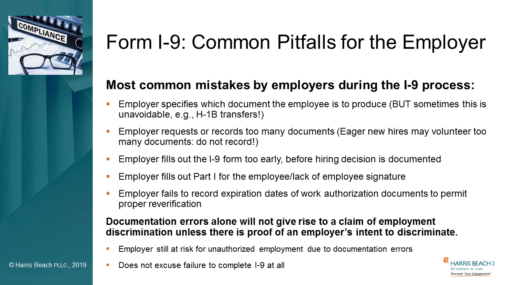Employer fills out the I-9 form too early, before a hiring decision is made. Employer fills out part 1 of the employee section, and then there may be a lack of employee signature. Employer fails to record expiration dates of work authorization documents so that they're not properly re-verified. Now, documentation errors alone won't give rise to a claim of employment discrimination per se, unless there's proof of your intent to discriminate, but you will be subject to fines and penalties for document errors.